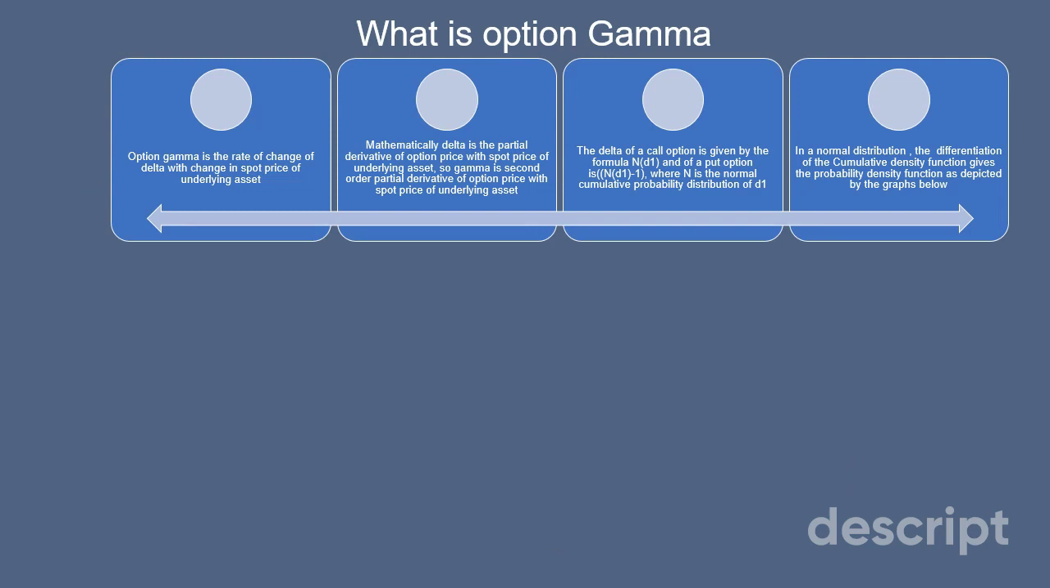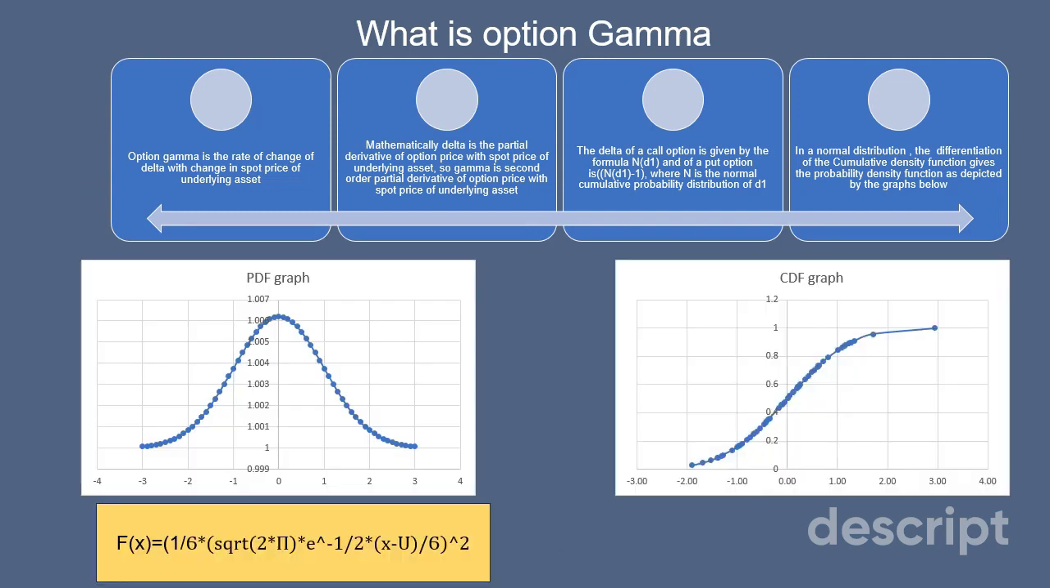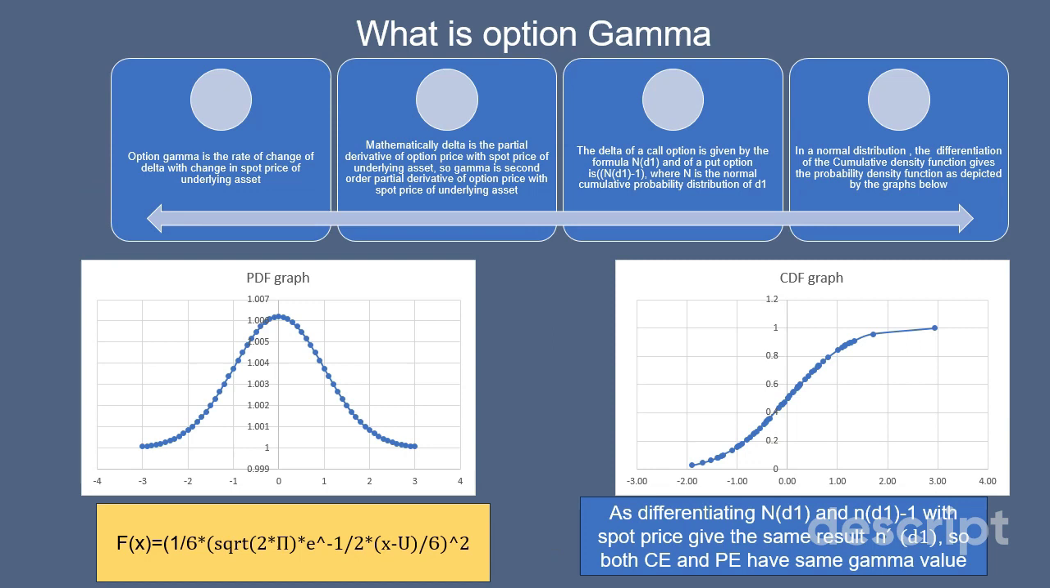In a normal distribution, the differentiation of the cumulative density function gives the probability density function, as depicted by the graphs below. These are the graphs of PDF and CDF of standard normal probability distribution, with the equation of a PDF function mentioned below. Now, integrating the PDF over a range gives the CDF, and differentiating the CDF gives the PDF.